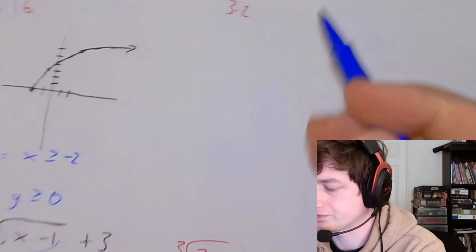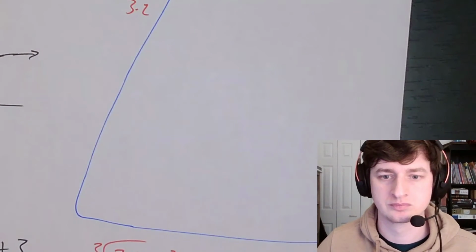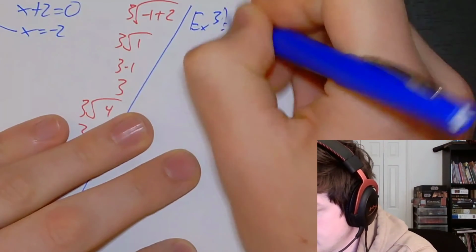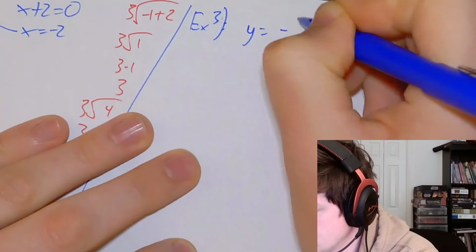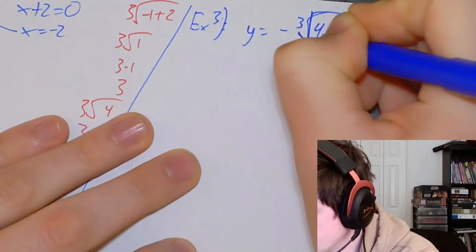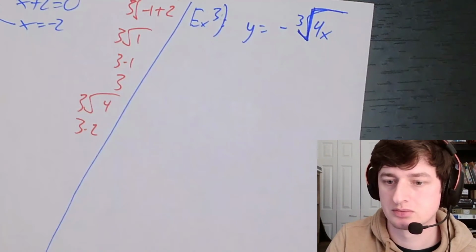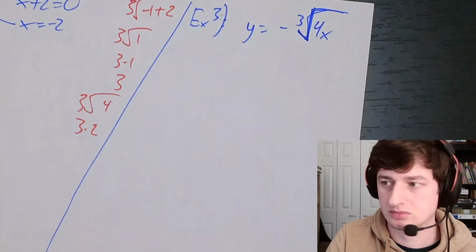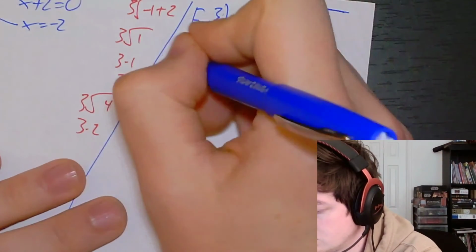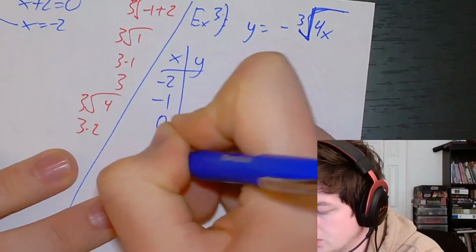So we're graphing y equals negative the cube root of 4x. Okay. This one's going to 0 in the same places. So our table, and I know we have like 5 minutes left, our table is going to be the same. -2, -1, 0, 1, and 2.